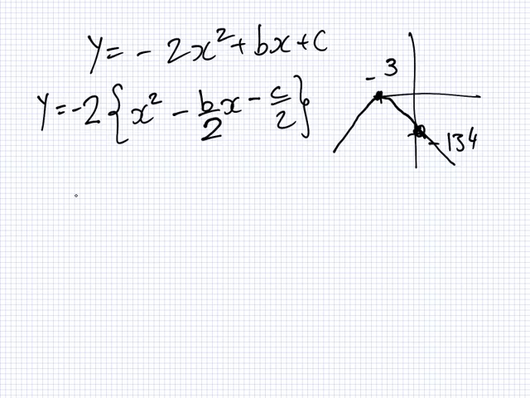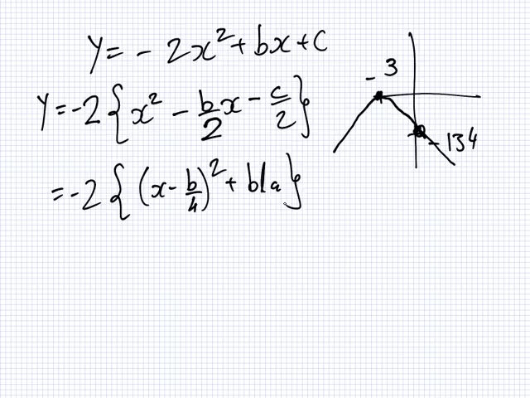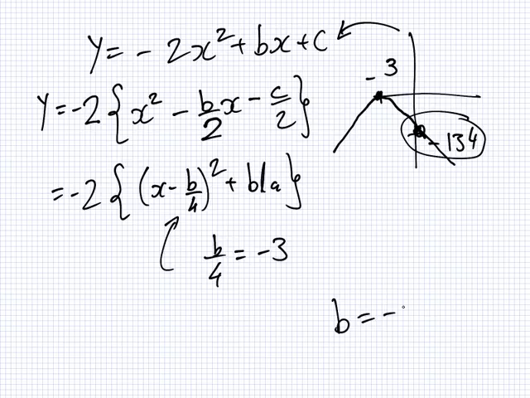And then I should complete the square. Could you adjust the focus, please? Yeah. I should complete the square, so I have here x minus b over 4 squared plus blah blah blah. I don't actually care about that piece. So here I can see that c has to be minus 134, and here I can see that b over 4 should be minus 3. So b equals minus 12 and c equals minus 134.